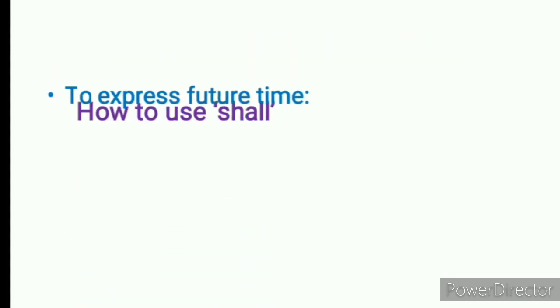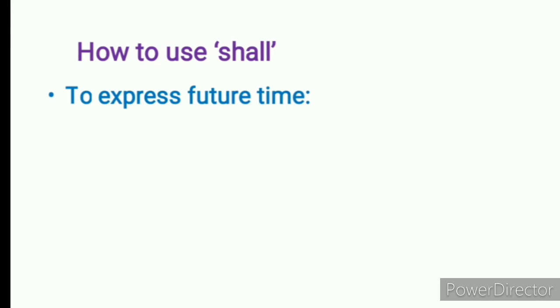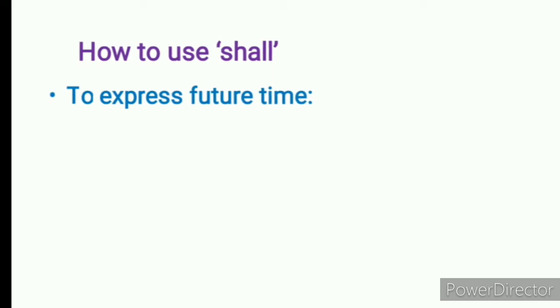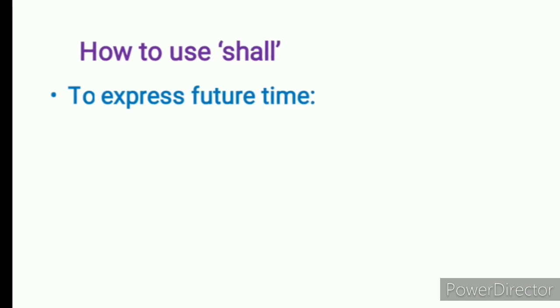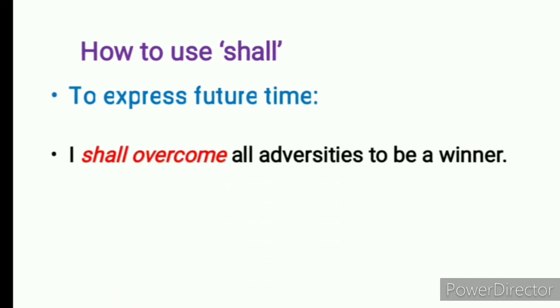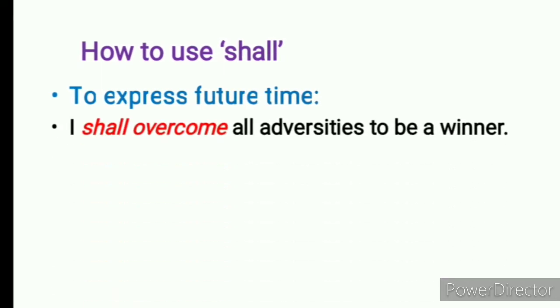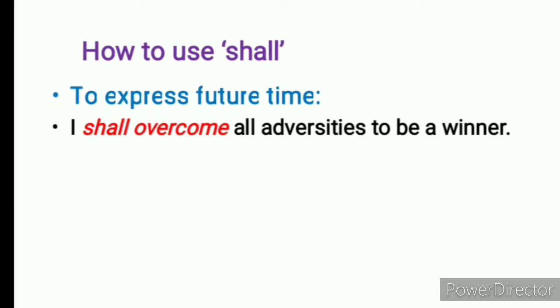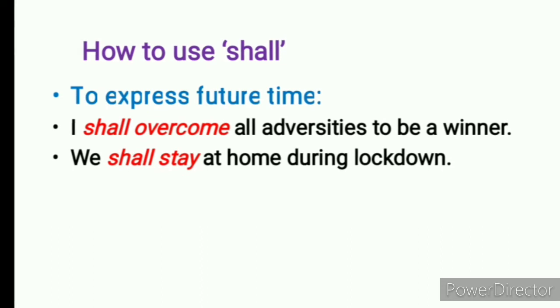Now, let us discuss the modal auxiliaries one by one. The first one is shall. How to use shall? Shall is used to express future time, especially when the subject is I and we. Now let us see the examples. I shall overcome all adversities to be a winner. Next, we shall stay at home during lockdown.